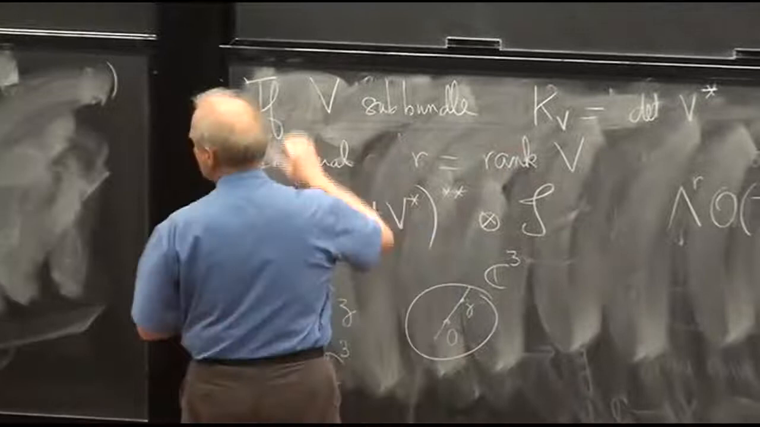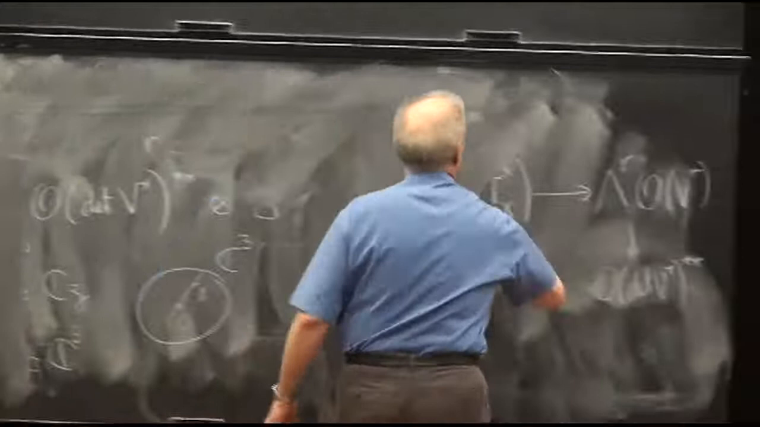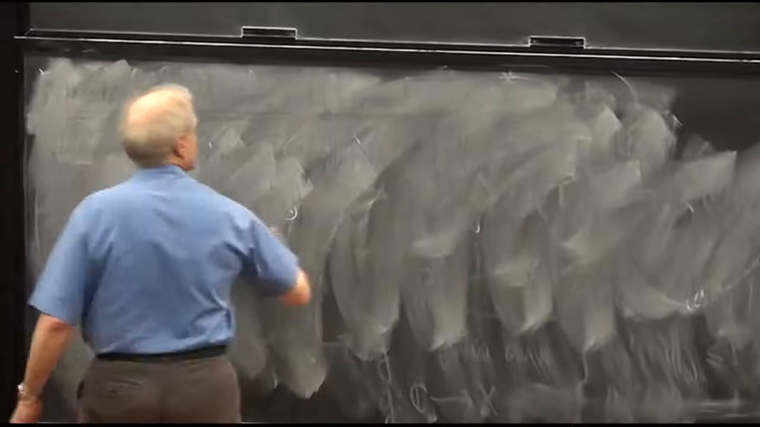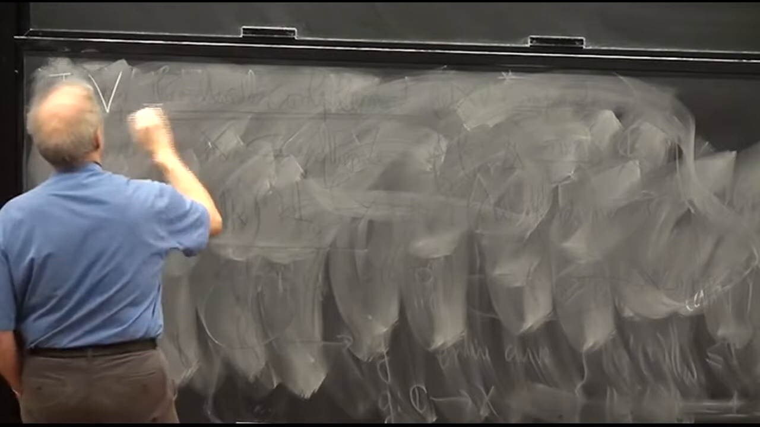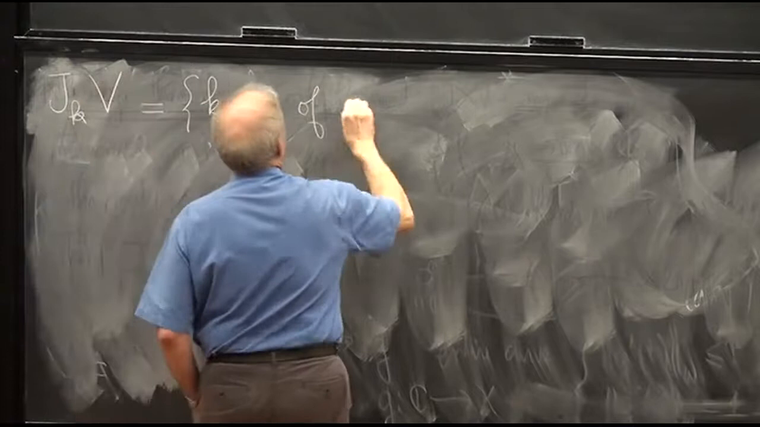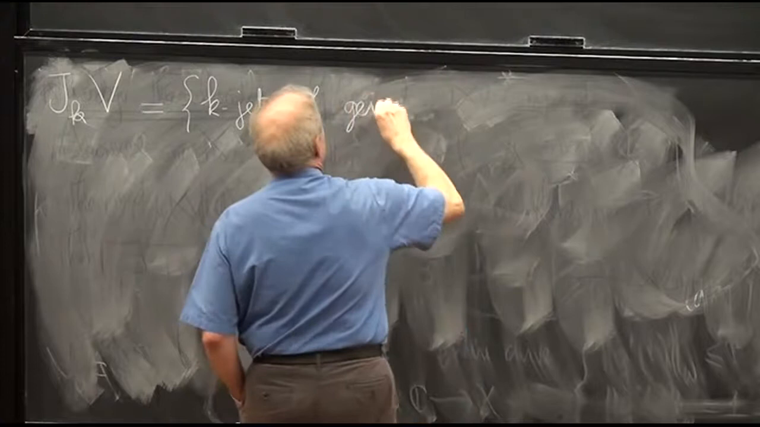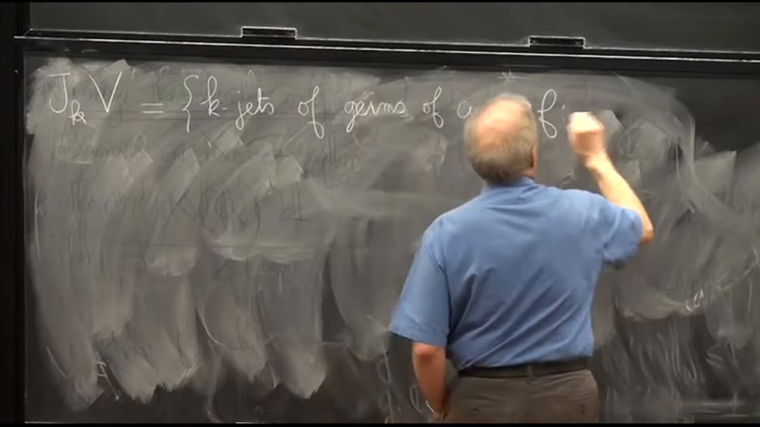Okay, so I have a few minutes left, so I will explain now the precise definitions. Actually, very simple. So, you look at J_k of V. This is, by definition, k-jets of curves, germs of curves, which are tangent to V.